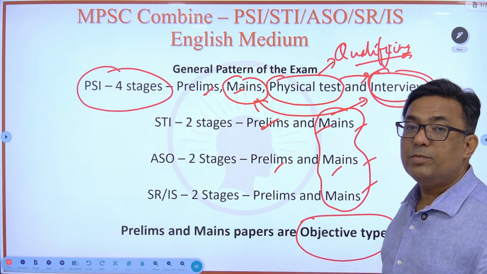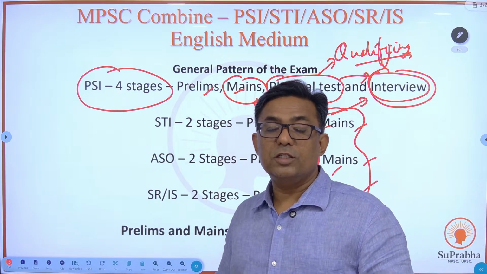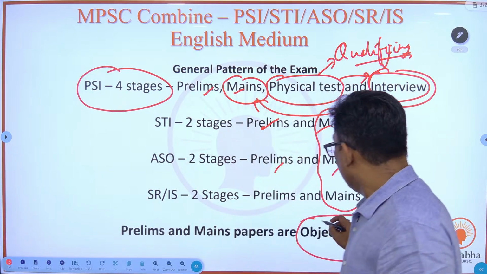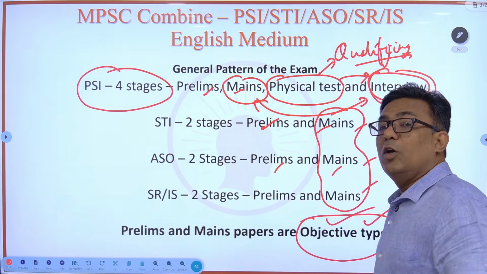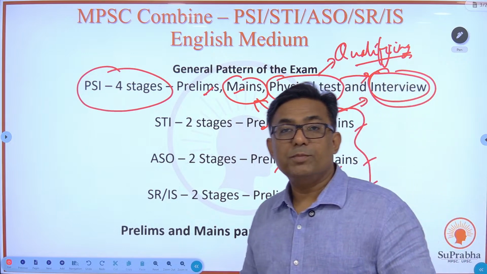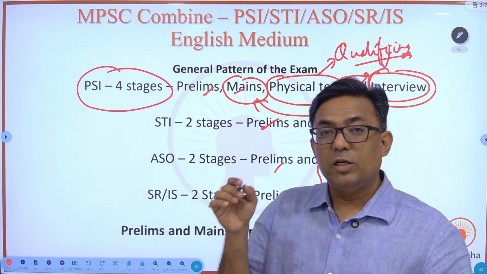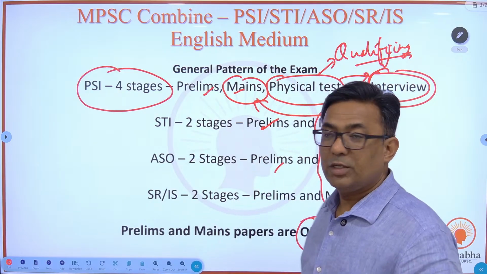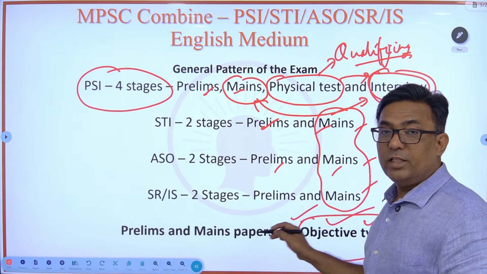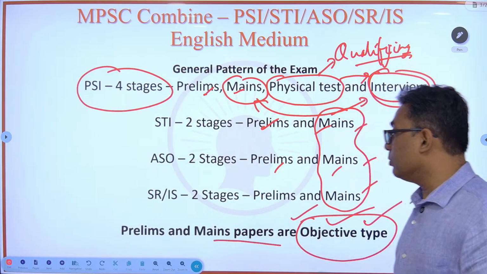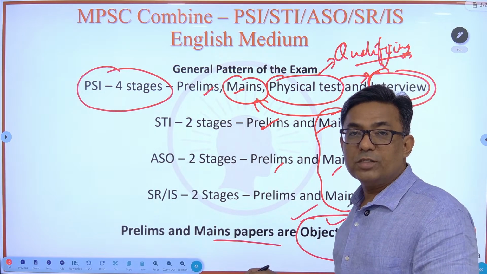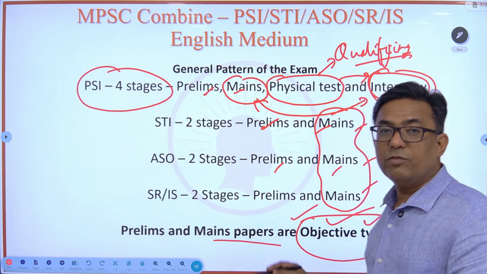Combined exam, the prelims and mains is objective in nature. This is very important. You'll be having MCQs. That means you will have to tick mark, darken the circle for the correct option on the given OMR sheets. Okay, you need not write anything in this pattern of exam. So in prelims, mains, anywhere, any stage, you are not going to write descriptive answers. It's just going to be MCQs, objective type of exam.